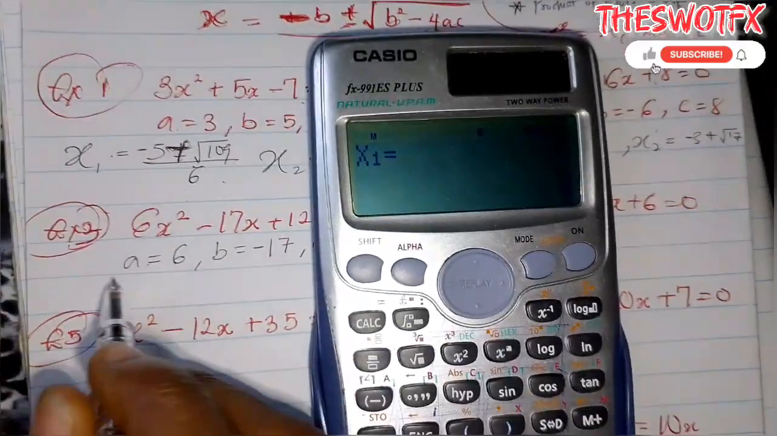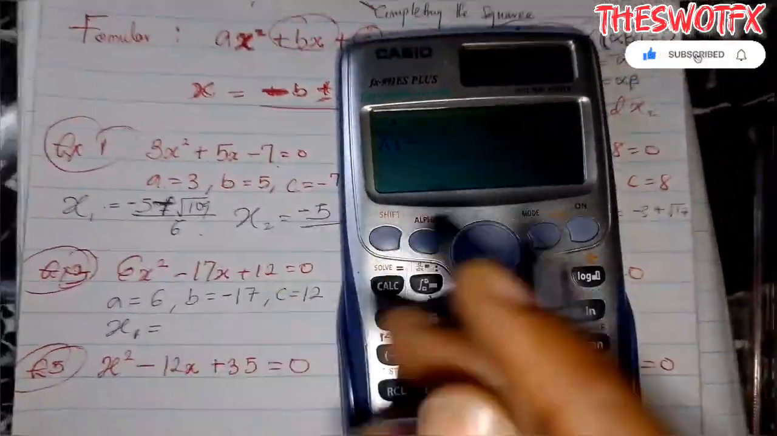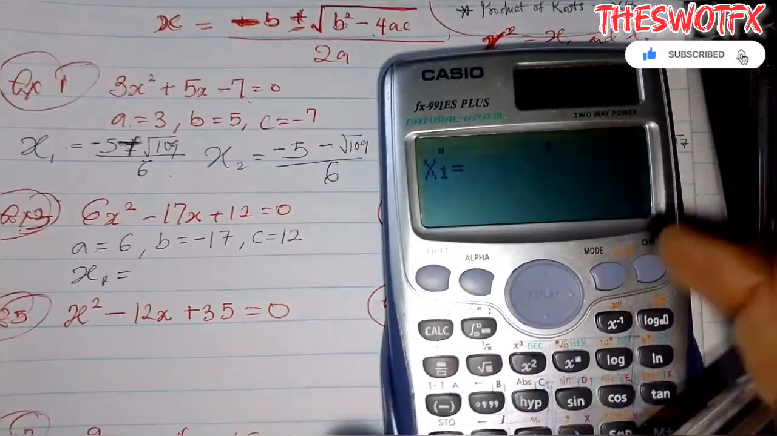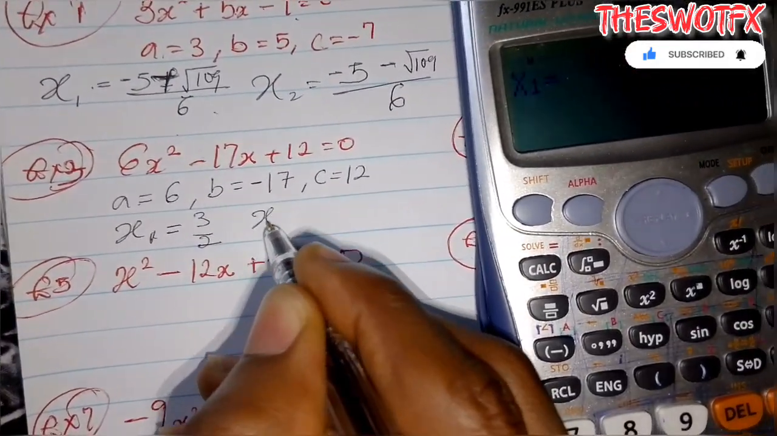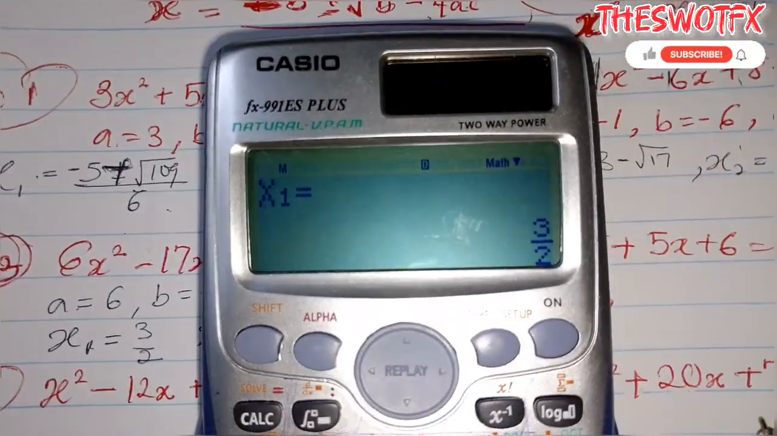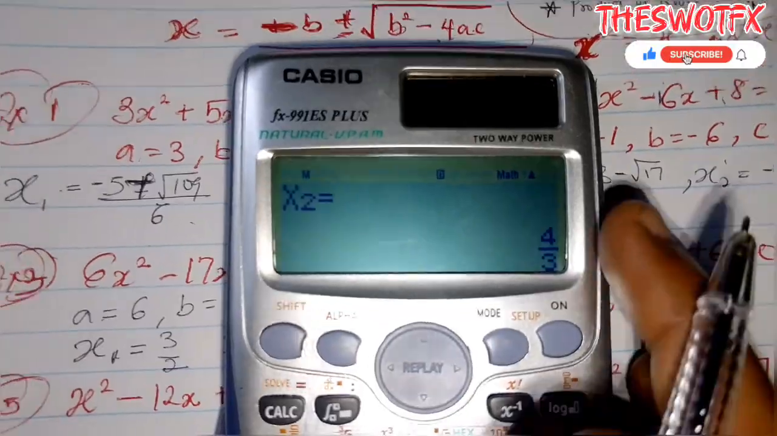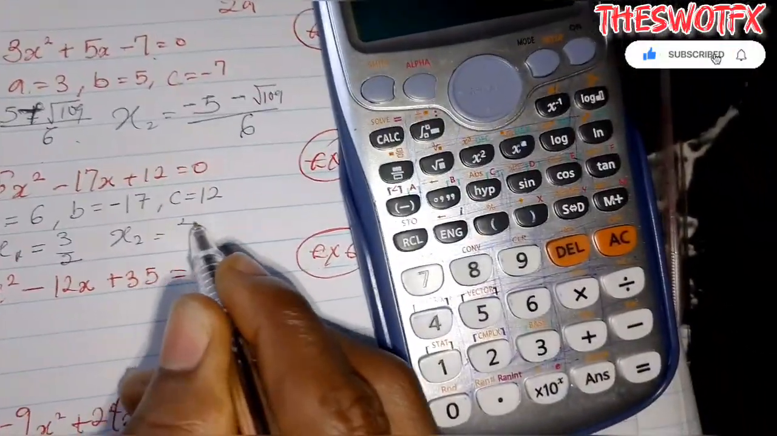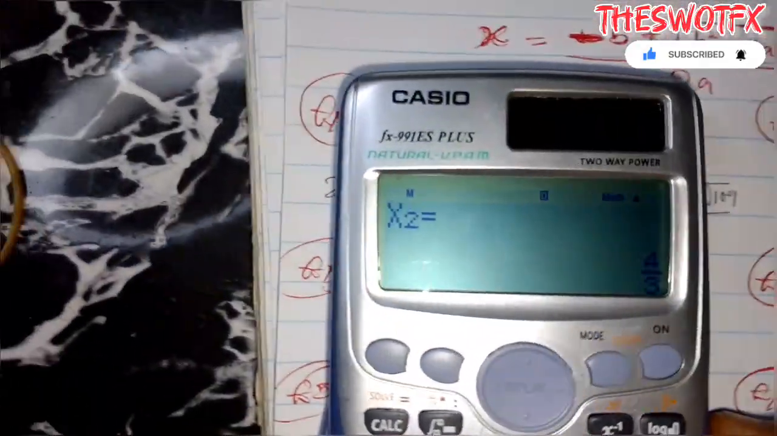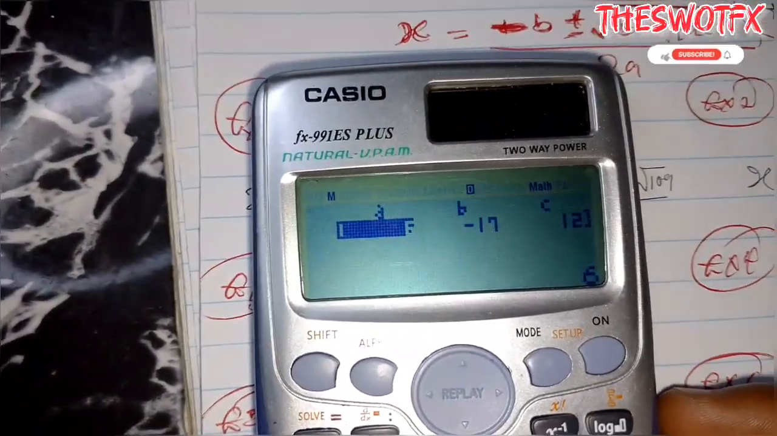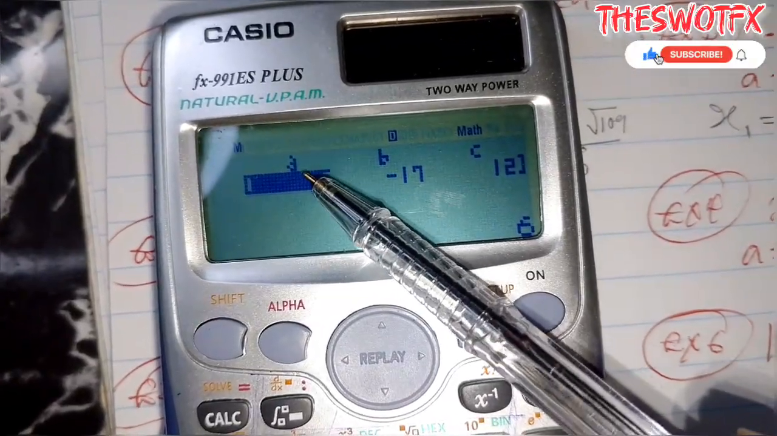Now our x1 for this question is 3/2. Then our x2, let's press our equal to button again. So our x2 is 4/3. Just like that. Then you press AC. It's going to take you back to this place.